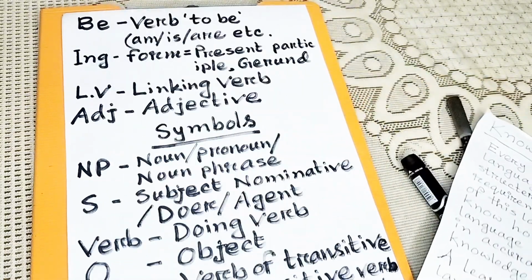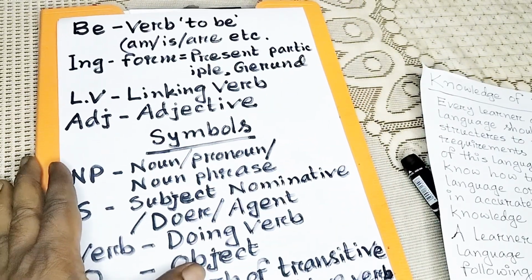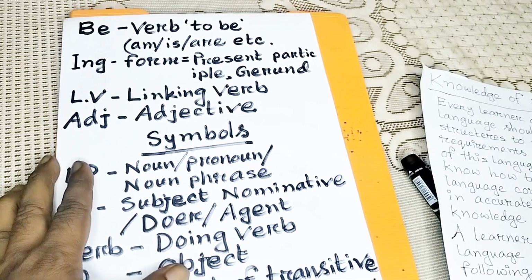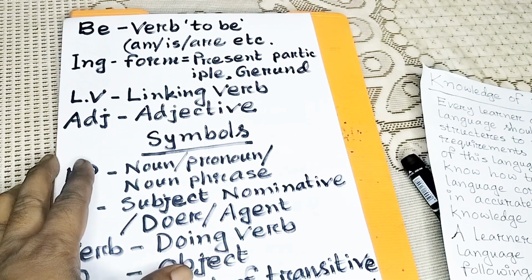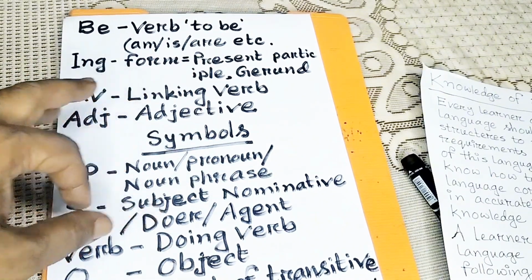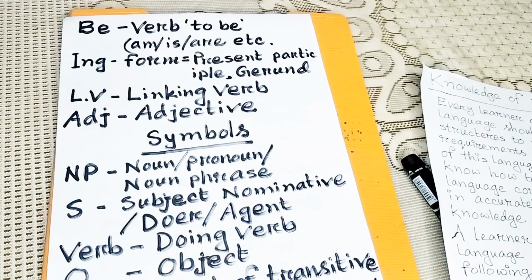The next one, BEB. B means be verb, to be verb. M is am, is, was, are. ING form, present participle, gerund. LV, that means linking verb. ADJ, adjective.